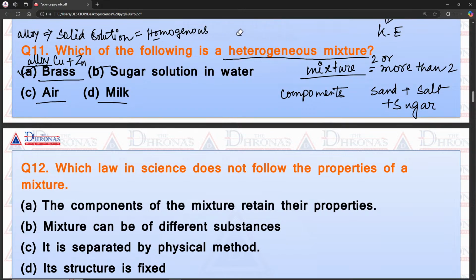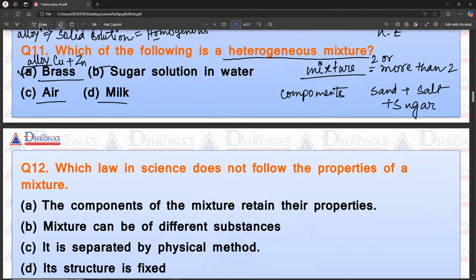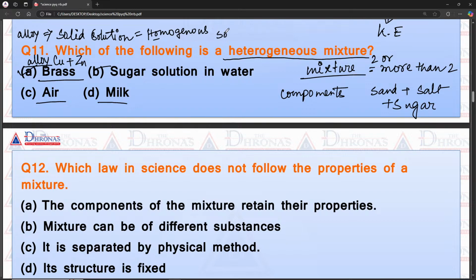मतलब इसमें आपका कॉपर और जिंक का जो भी क्वांटिटी है, जो भी रेशियो है, that is evenly distributed throughout the mixture. Homogeneous mixture, homogeneous solid. Next, sugar solution in water, it is also homogeneous, जिसमें आपका sugar और water का quantity evenly distributed है. Air is a homogeneous mixture, but milk is heterogeneous mixture.